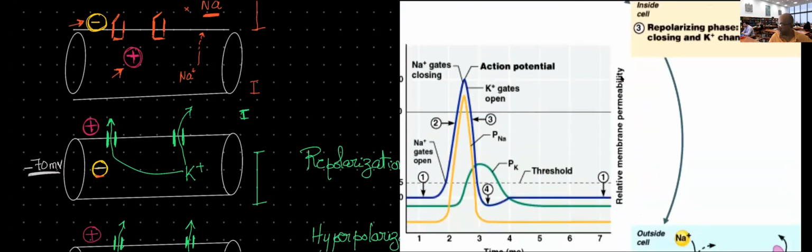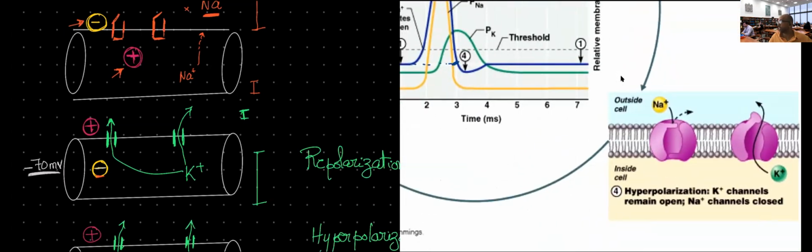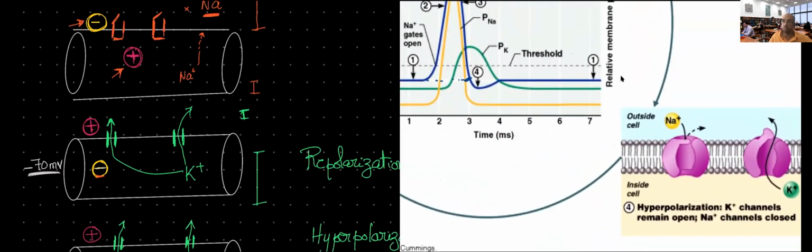So my cell membrane here returns back to its resting membrane polarity. But as some of the potassium channels are going to remain open even after I reach my resting membrane polarity, the cell membrane will become even more negatively charged on the inside than its resting state, and we call this my hyperpolarization phase.